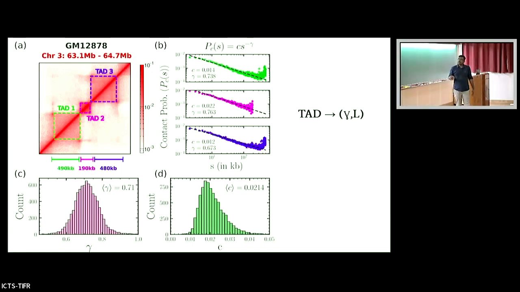And those gammas have an average of 0.7, which is less than 1 as expected. For each TAD, we have a length and gamma. So our characterization of the TAD is based on these two points: gamma defines the compaction, and length is how long the topologically associating domain is.